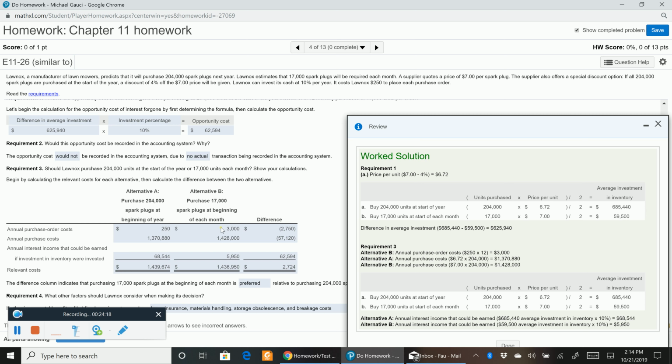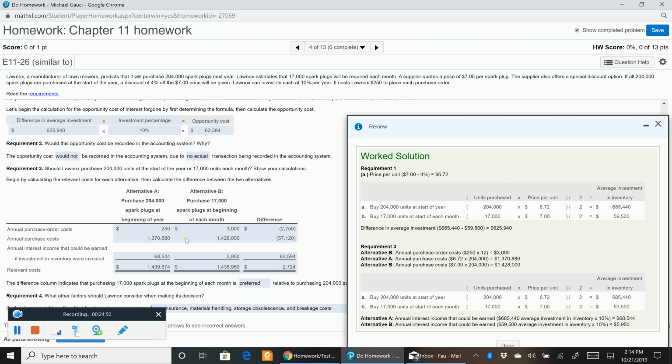All right. Now, if we purchase 17,000 spark plugs a month, we'd have to make 12 orders a year, right? One a month. So if we take 250 times 12, my purchase order costs are $3,000. And what about my costs to actually purchase the items? Well, we're purchasing the items at the full $7 each. So over the course of 12 months, $7 times 204,000 or $1,428,000. Wow, it's looking like purchasing 17,000 each month looks like it's much more expensive.